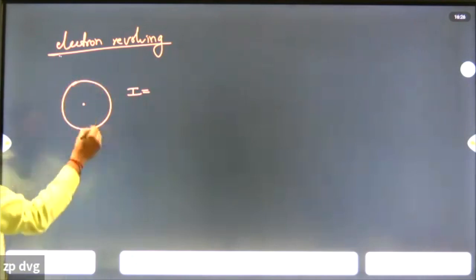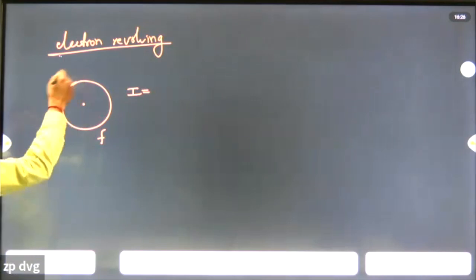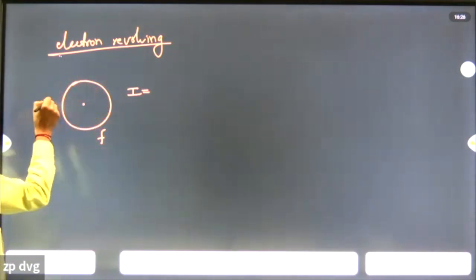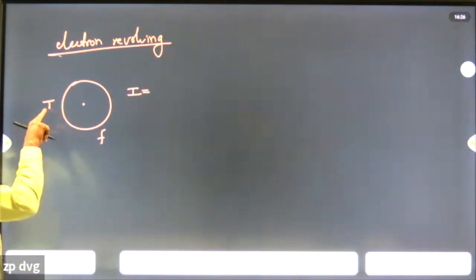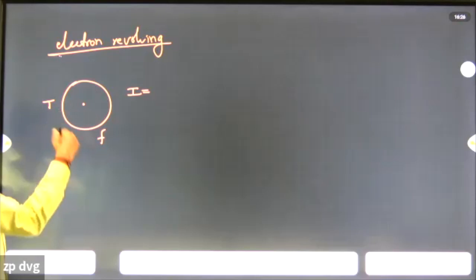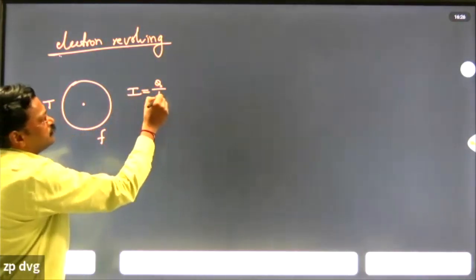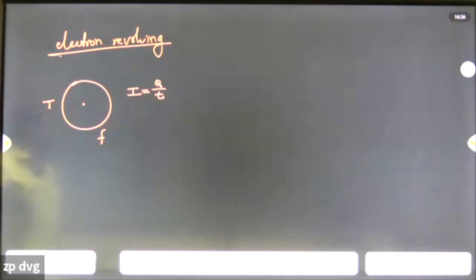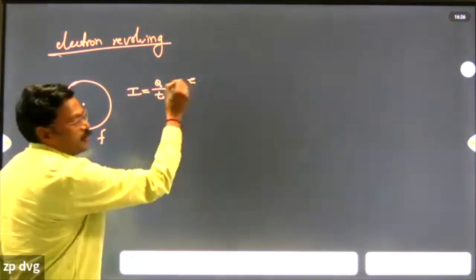See, the electron is revolving with a frequency. Let's take f as the frequency. The time it takes to complete one revolution around the nucleus is called the time period. Let T be the time period of revolution of the electron around the nucleus, and f be the frequency. Then by definition, current I is equal to Q by T. And here the charge flowing is e, the electronic charge.